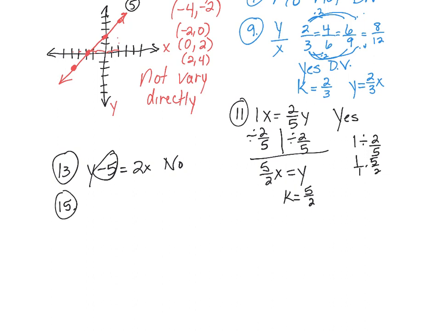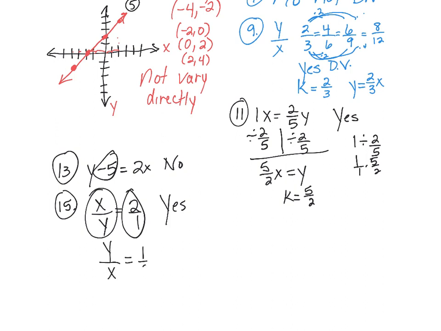15. Notice 15 says x over y equals 2. This would be yes, but we don't want x over y. We want y over x. So this is 2 over 1. The reciprocal of both of them would be y over x equals 1 over 2. And there's your constant. Remember, k equals y over x. So k equals 1/2.